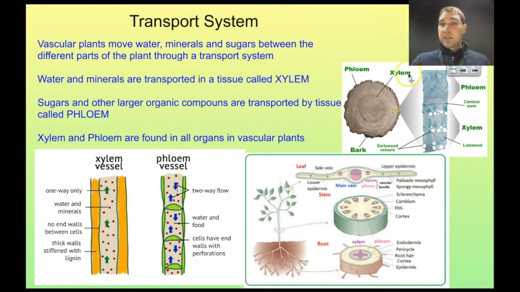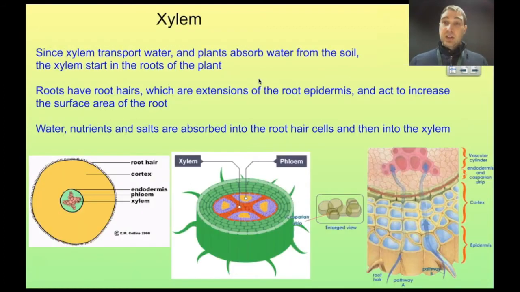So the xylem aren't living, the phloem however are, and this is why if you want to kill a tree, what you do is you cut around the bark, that's called ring barking, that cuts off the phloem, and that means these sugars and larger organic compounds can't be transported anymore, and that kills off the plant. So today we're going to focus on the xylem and the root structure of the plants.